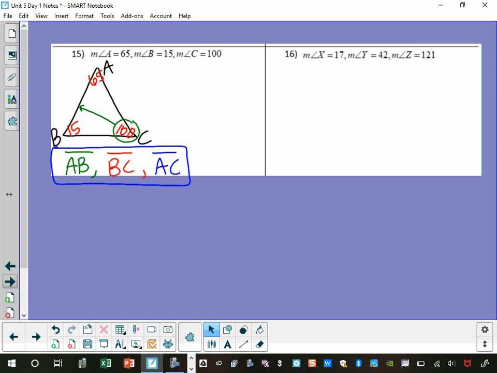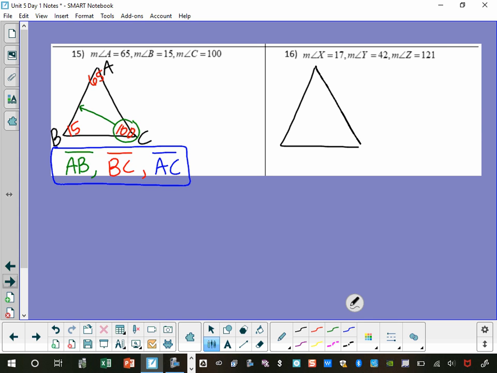And we have one more here. Draw your triangle. X, Y, and Z. So once you label it, we're going to label it with our numbers. X was 17 degrees, Y was 42 degrees, and Z was 121 degrees. What's my longest side going to be?